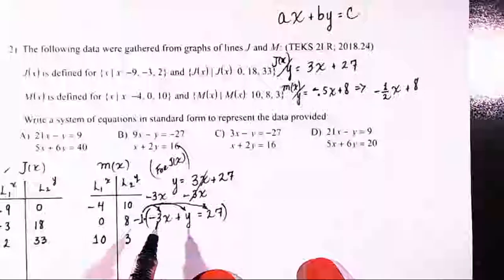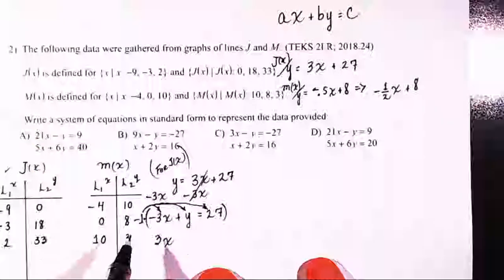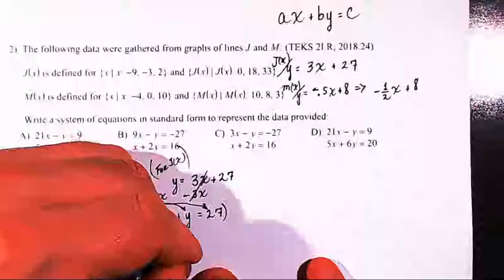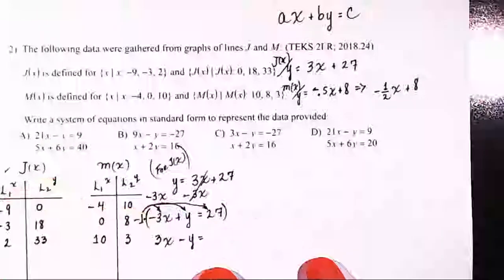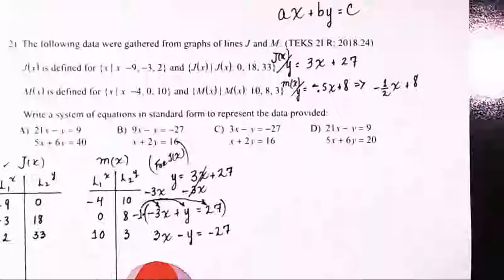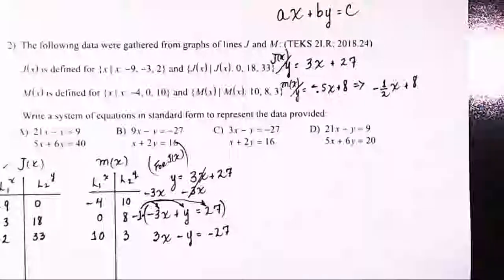So -1 times -3x gives positive 3x. -1 times y gives negative y, equals -1 times 27 gives negative 27. So now I've got this in standard form. A, B, and C are whole numbers, 3, -1, -27, and A is positive. Okay, so that was for J of X.